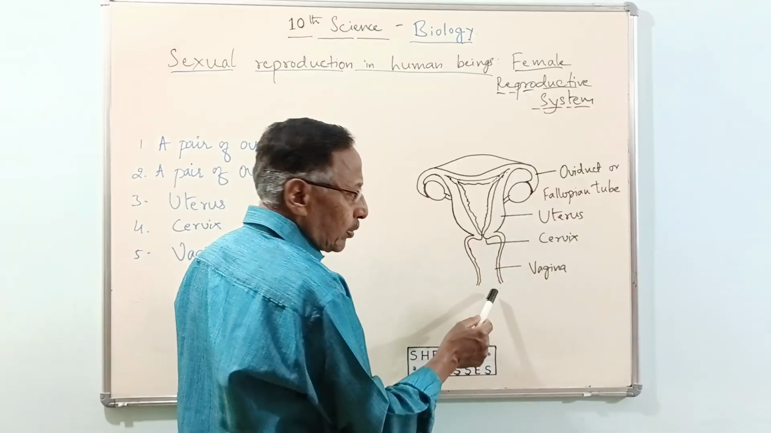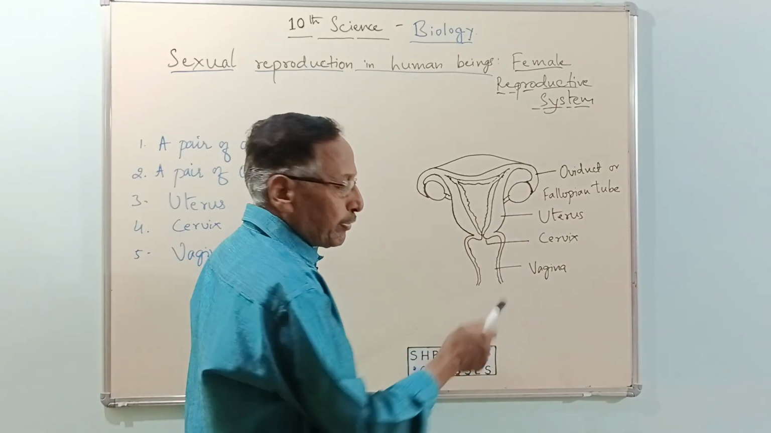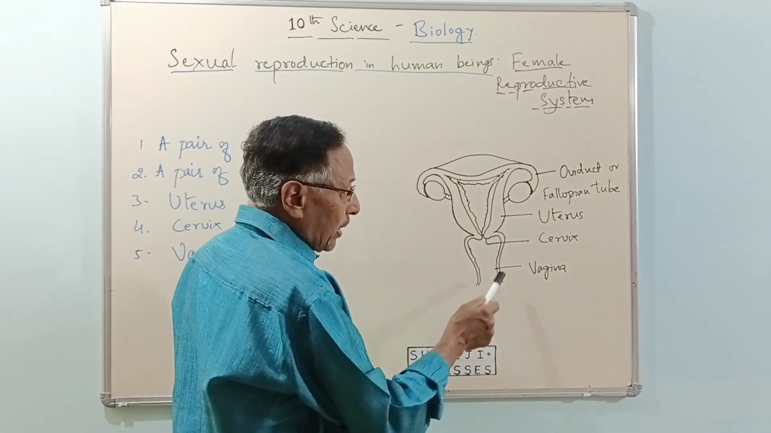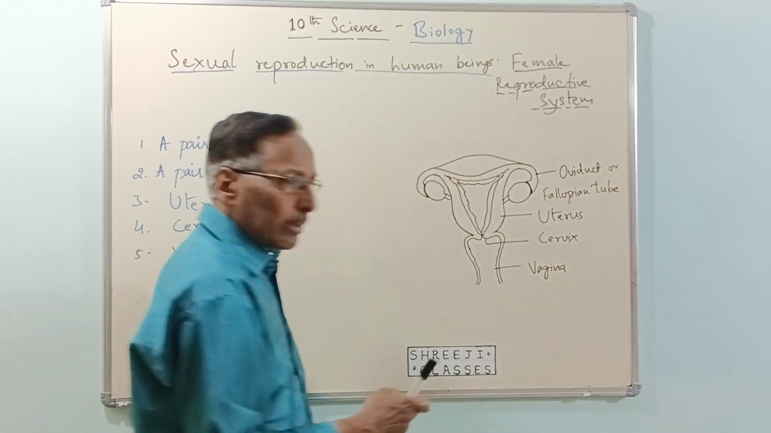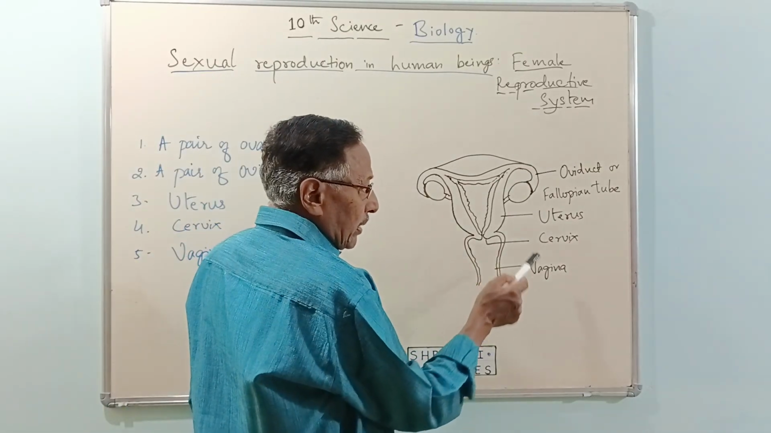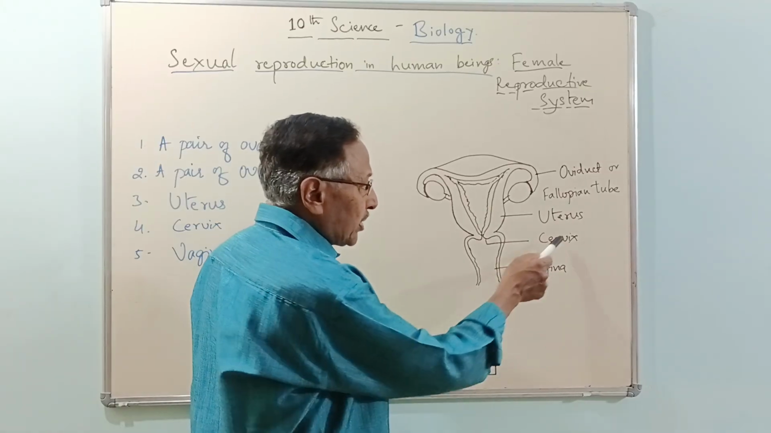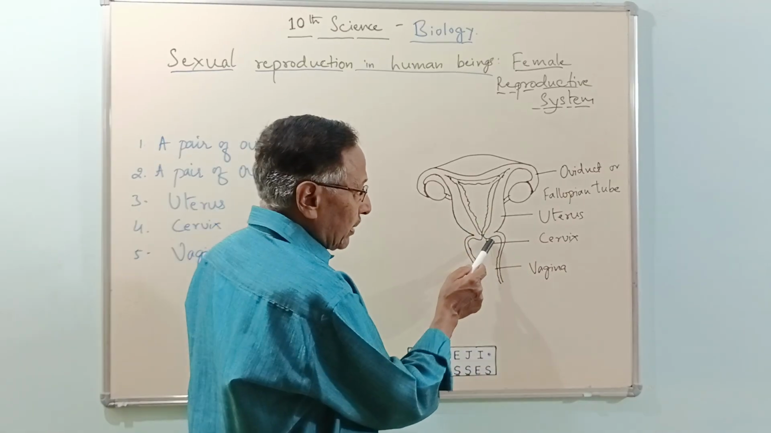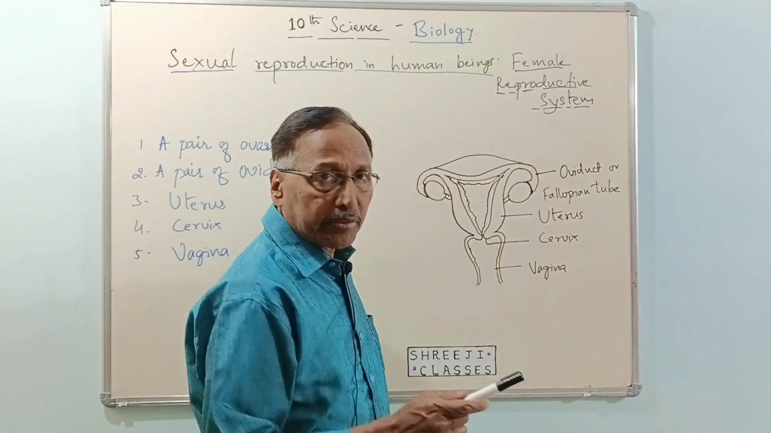Uterus opens to the outside through the vagina. This is the female genital organ, right? Which has other accessories, labia minora and labia majora. They are outside, right? Now, uterus opens to the vagina through this cervix. This is the point where the uterus is connected to the vagina, the cervix, right?